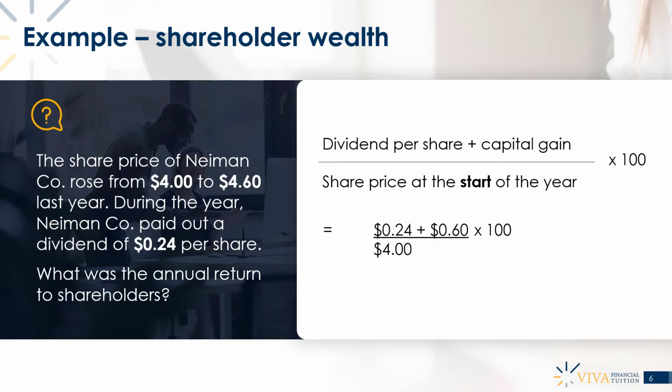And we divide it by the share price at the start of the year, which was $4, and we turn it into a percentage, which comes to 21%. Not a bad investment, that. 1 year, 21% return. Much better than cash, eh?